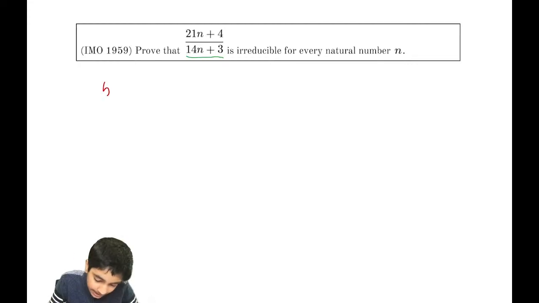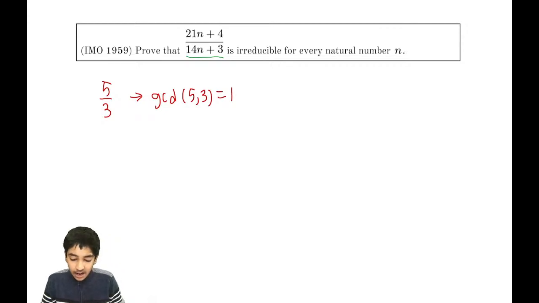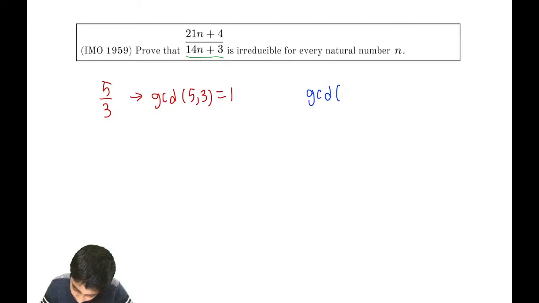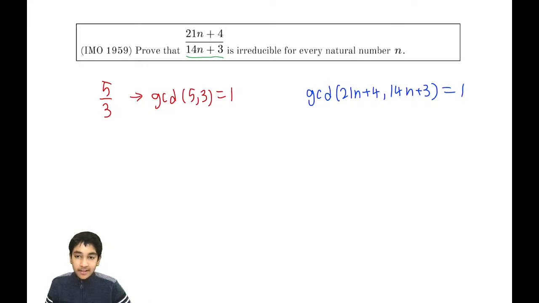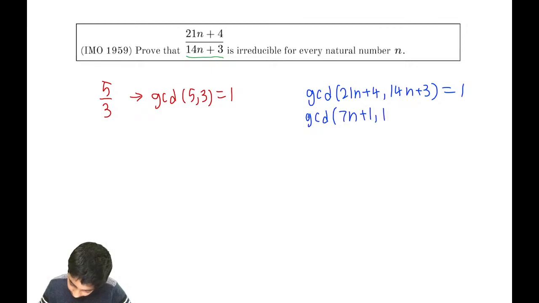Well, if a fraction like 5 over 3 is in simplest form, that would mean the GCD of the numerator and the denominator has to be 1. In order for a fraction to be in simplest form, the numerator and denominator have to be relatively prime, or their GCD has to equal just 1. So basically, we have to prove that the GCD of 21n plus 4 and 14n plus 3 is 1. And how can we do this? Well, the idea here is that the GCD of 21n plus 4 and 14n plus 3 is equal to the GCD of 7n plus 1 and 14n plus 3.